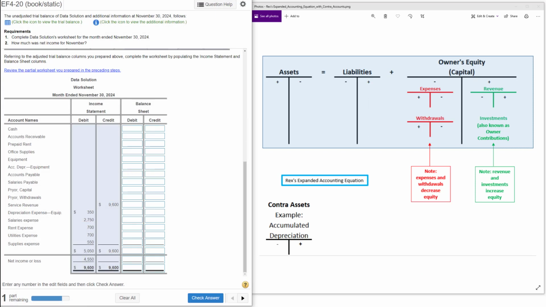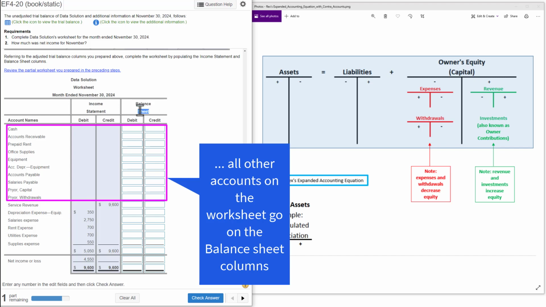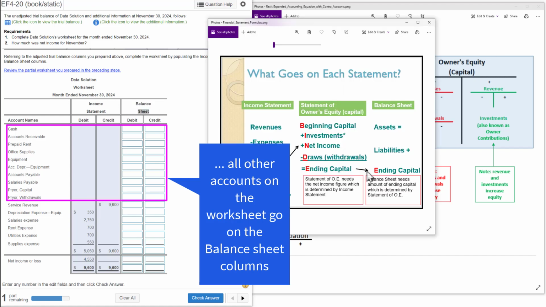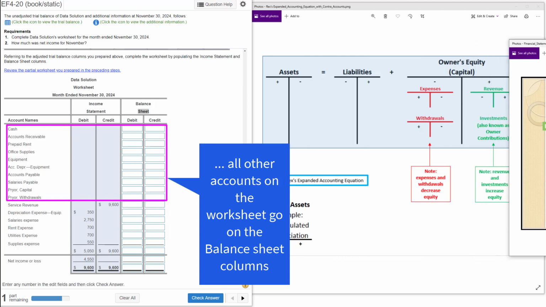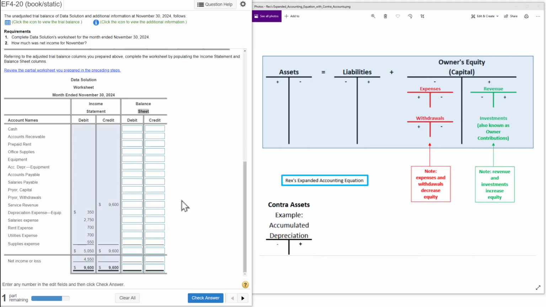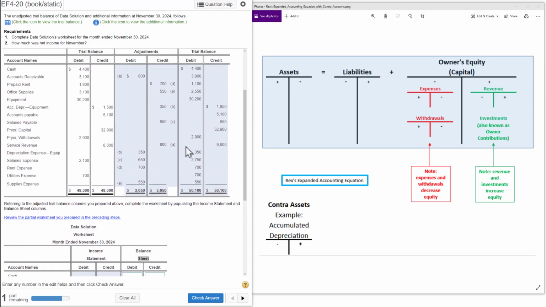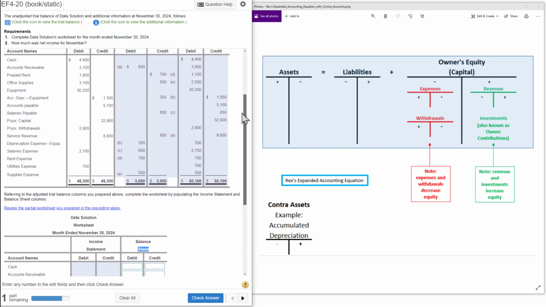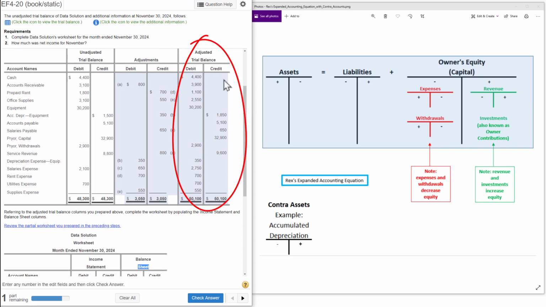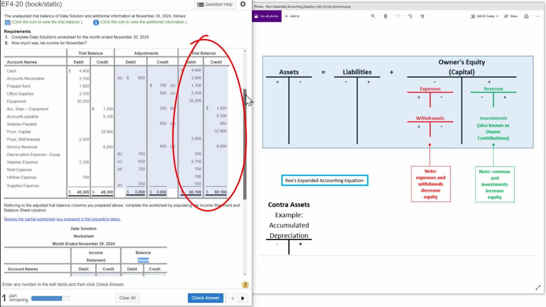Then we have to figure out, well, what goes on the balance sheet columns? The formula for your balance sheet is assets equals liabilities plus ending capital. So we're going to move over all the assets and the contra assets, move over the liabilities, and move over the capital, which includes the drawing account. So let's move over all of our assets to the balance sheet columns. And make sure you're getting it from the adjusted trial balance columns.